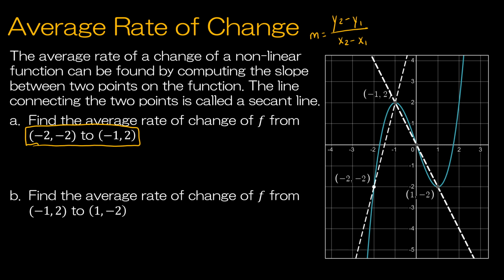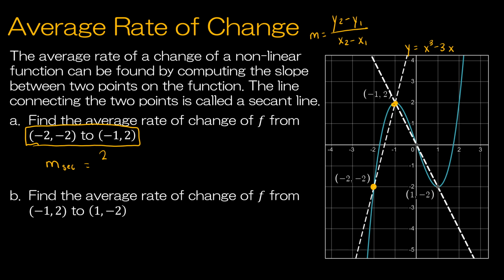So for instance, this is the equation of the graph, y is equal to x cubed minus 3x that we've been working with throughout this video. And I want to find the average rate of change of f, which is the function graphed in blue, from -2, -2 to -1, 2. So I'm looking for the rate of change of this dotted line, which means I'm really just finding the slope of that line. So I'm going to say m secant, because this is called a secant line when we're connecting 2 points of a nonlinear function. And I'm simply going to find the slope.